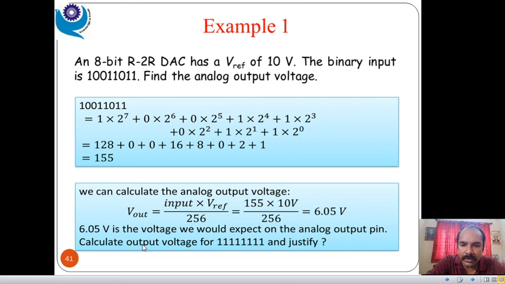Calculate the output voltage for all ones, and justify. Very simple. When we keep all ones here, 8 times 1, the final decimal value will be 255, you can say 256. So the final output voltage would be 10 volt. Fine.